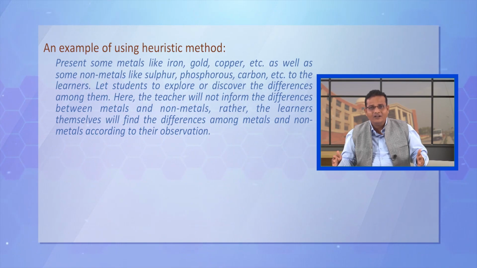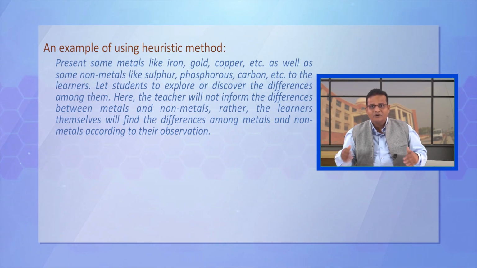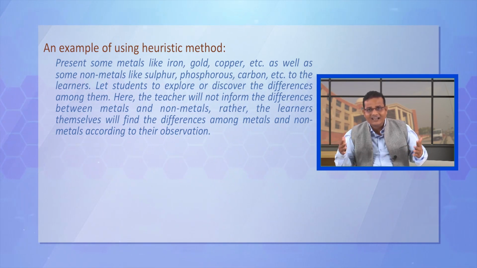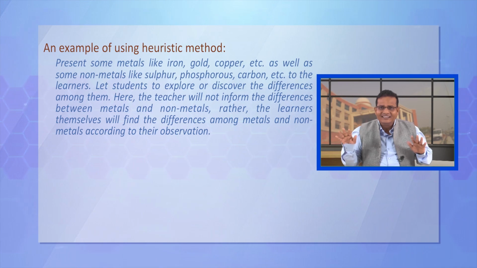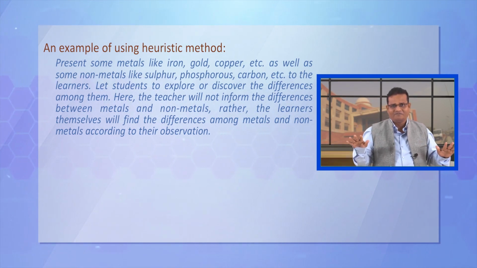Let us take an example of using heuristic method here. For example, present metals like iron, gold, copper, etc., as well as some non-metals like sulfur, phosphorus, carbon, etc. to the learners. Let the student explore or discover the differences among them.